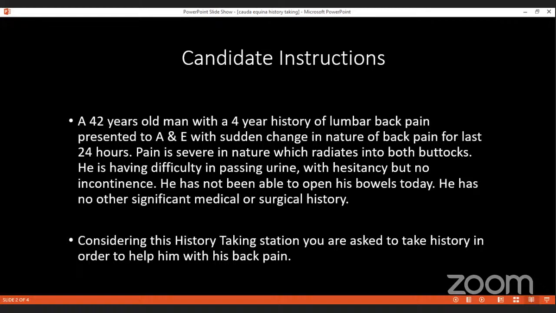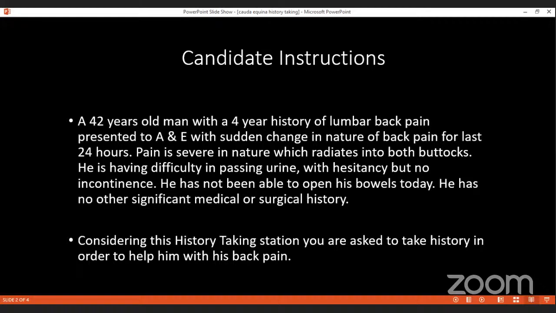Okay. So today I have been asked to take history from a 42-year-old gentleman who presented with a history of lower back pain that has been there for the last 4 hours, but it has increased in intensity over the last 24 hours. The pain is sudden in onset and very severe in intensity. The patient scores his pain 6 out of 10. The pain also radiates to his thigh and lower leg. Along with this, the patient is complaining of numbness in the right leg and feet. So what is your differential diagnosis?